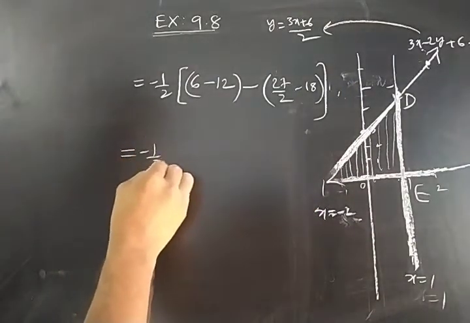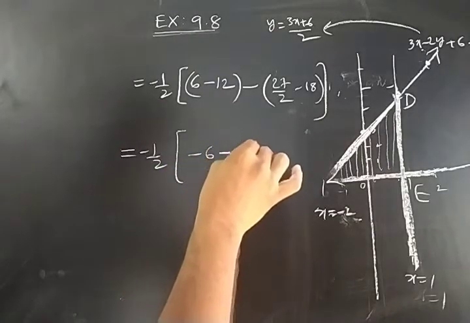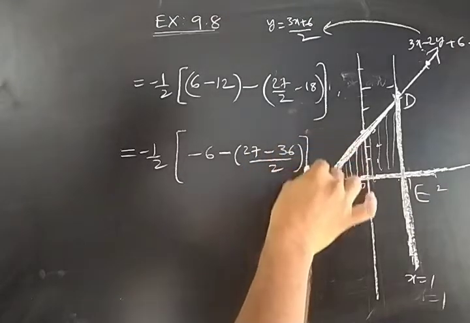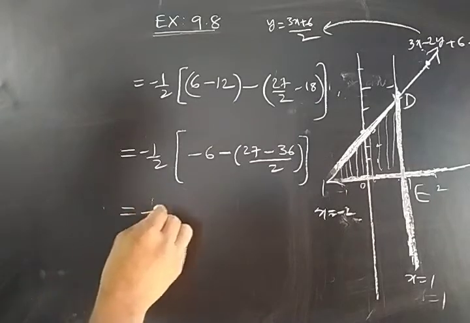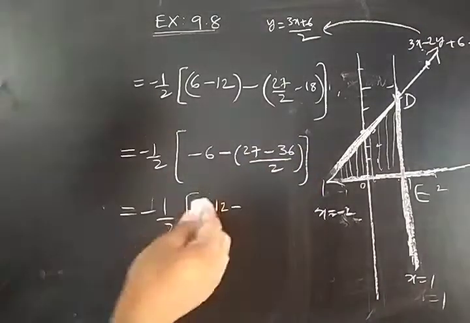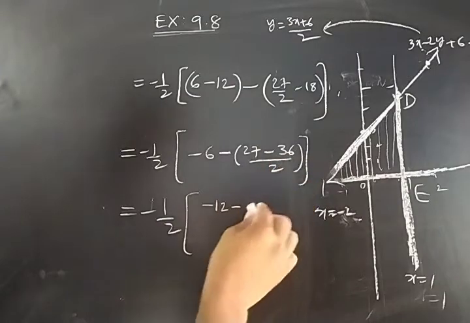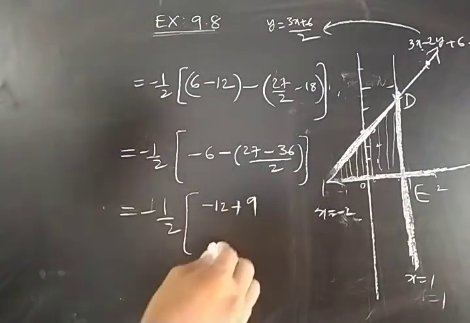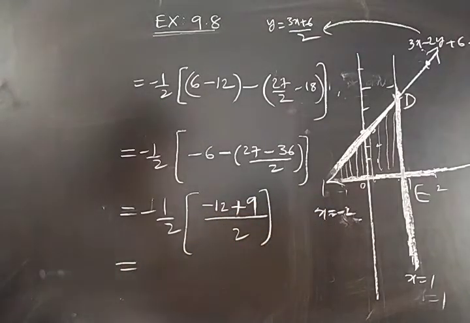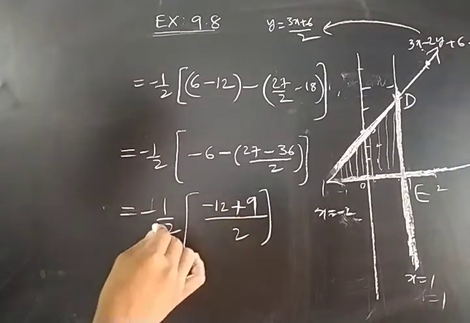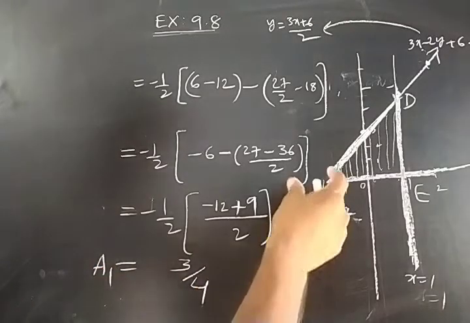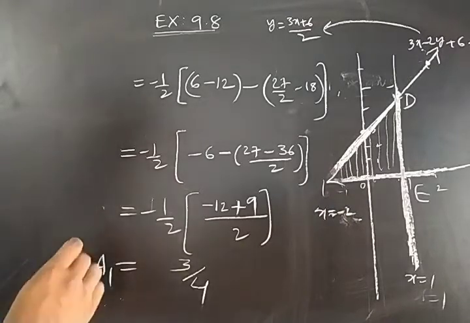Now by simplifying, minus 1 by 2 minus 6, 27, 36 by 2, minus 1 by 2, minus 12, minus how much here? 27 means here 3 9 plus 9 by 2 minus 12 plus 9, it will be minus 3 into, so 3 by 4. 3 by 4 is the area of the first region, which is ABC, right? So I got A1 is 3 by 4.